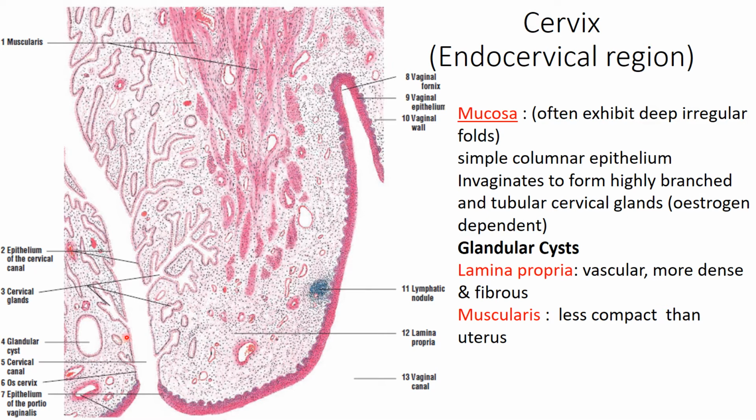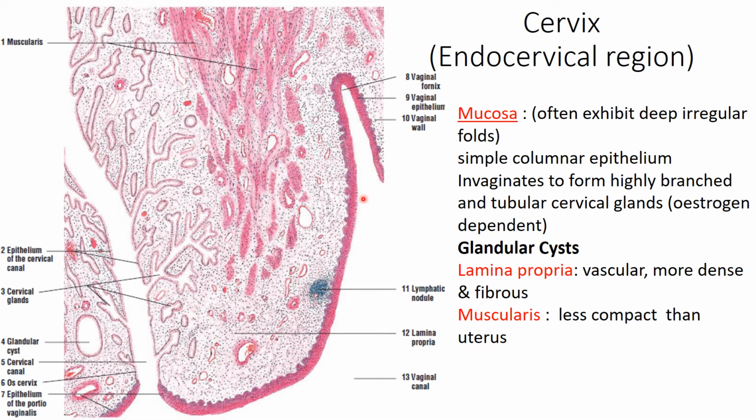Glandular cyst. Now the lamina propria on which the epithelium and the glands are lying, this connective tissue, is a more dense connective tissue, and it contains more fibers. At the same time, it is vascular, so plenty of vascularity is there. So the lamina propria is vascular, more dense, and contains fibers.